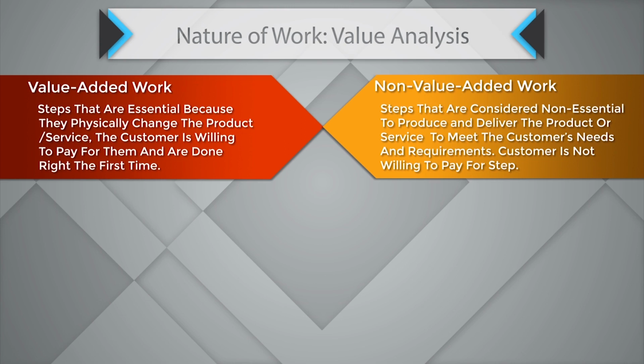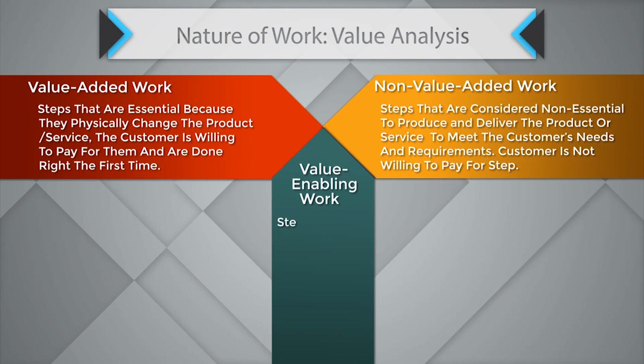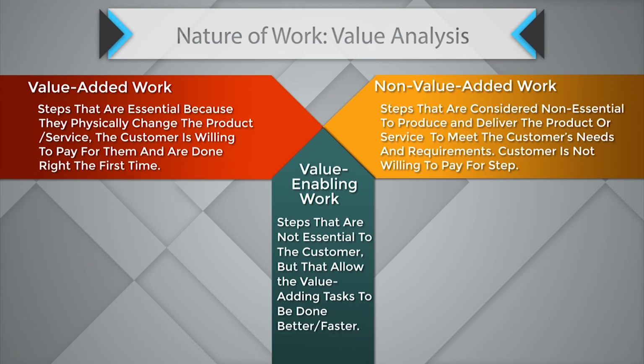And the third, value enabling work, steps that are not essential to the customer, but allow the value adding tasks to be done better, faster, or maybe first time right. So once you're looking at your process maps, identify whether the process step is a value add work, a non-value add work, or a value enabling work.